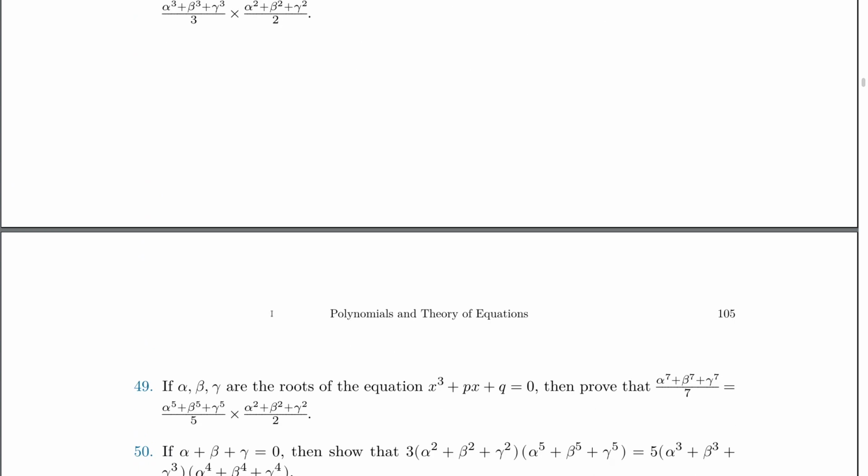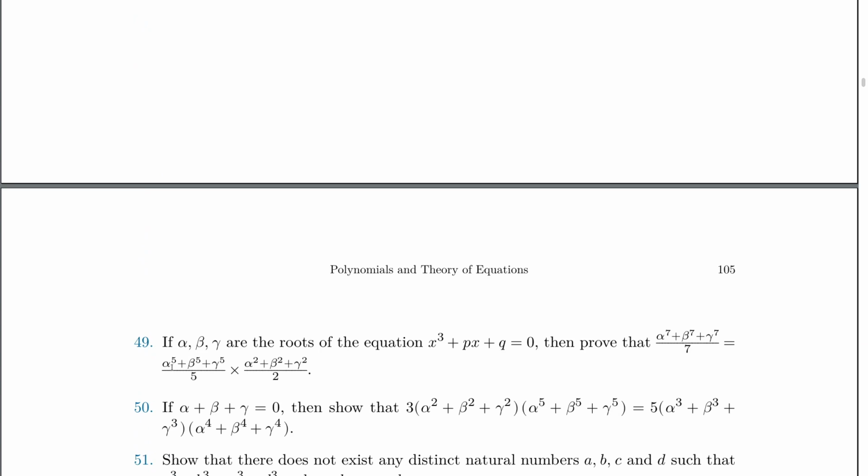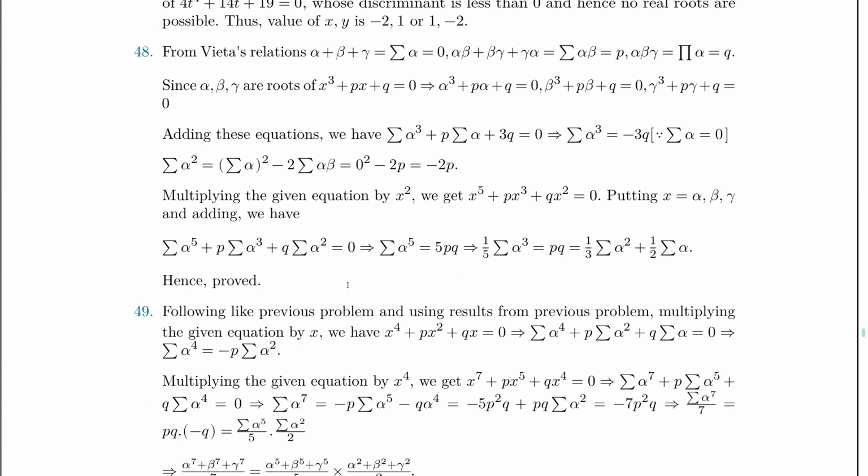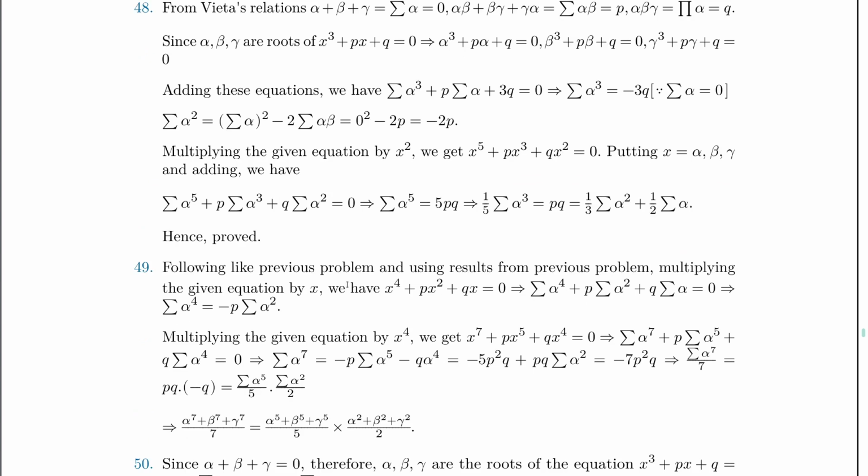So yeah, question 49 is similar to 48. If alpha, beta, gamma are roots of the equation x cube plus px plus q is equal to 0, then prove that alpha to the power 7 plus beta to the power 7 plus gamma to the power 7 by 7 is equal to alpha to the power 5 plus beta to the power 5 plus gamma to the power 5 by 5 into alpha square plus beta square plus gamma square by 2. You can solve it in a similar manner.